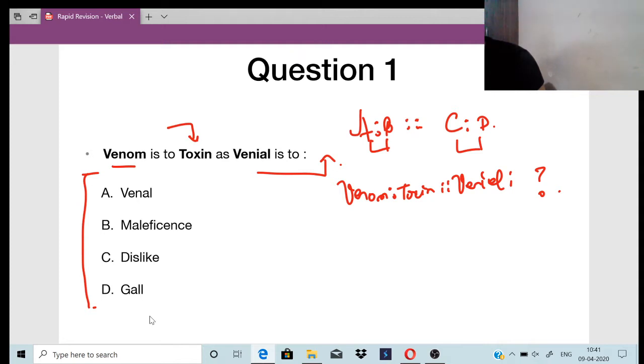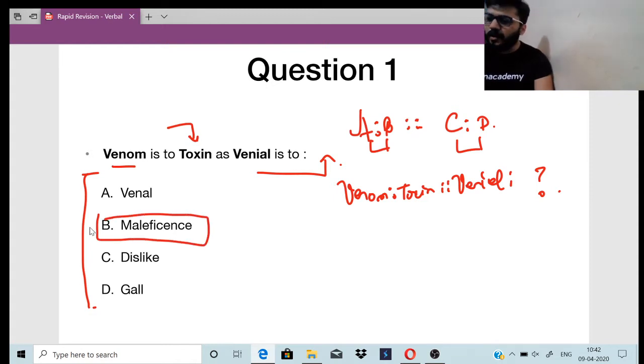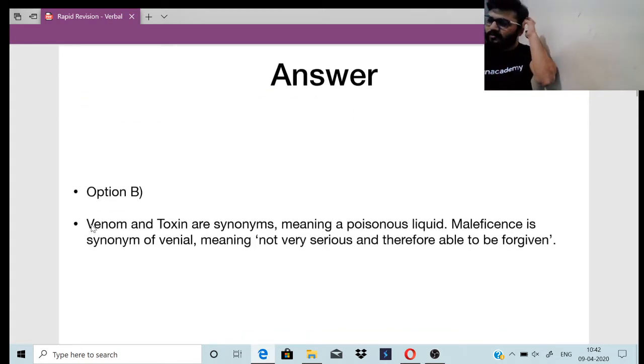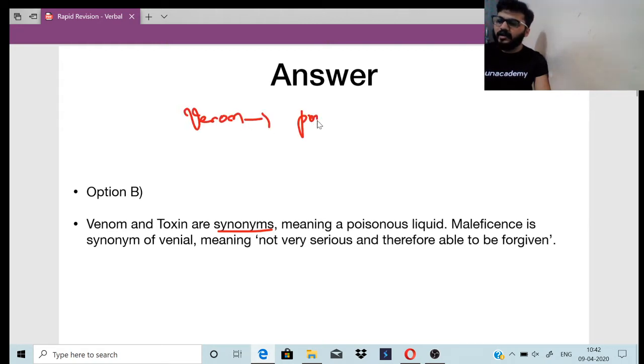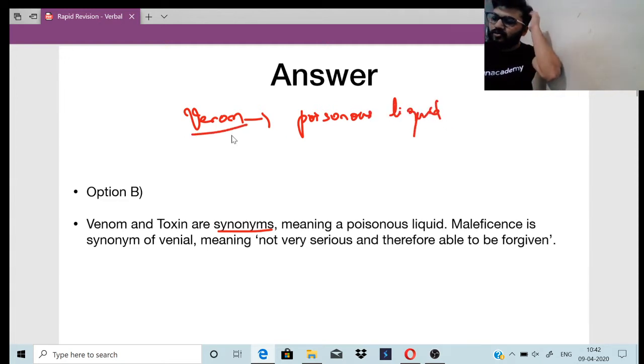Okay, venom is to toxin as venial is to dash. So the correct answer here is B, maleficence. What is venom? Venom and toxin are synonyms. So what does venom mean? Venom means poisonous liquid. Don't say it's a Marvel movie; it is a poisonous liquid.